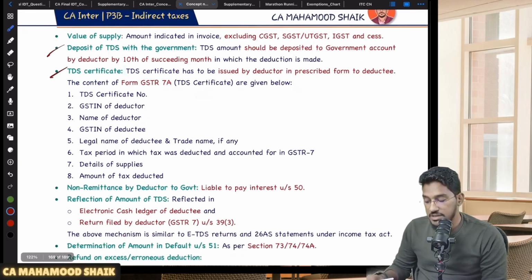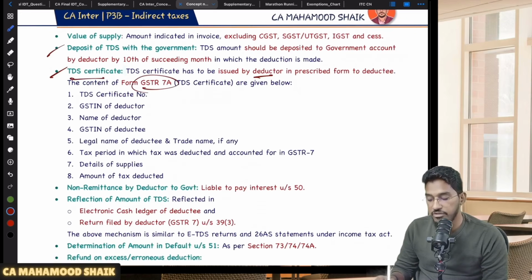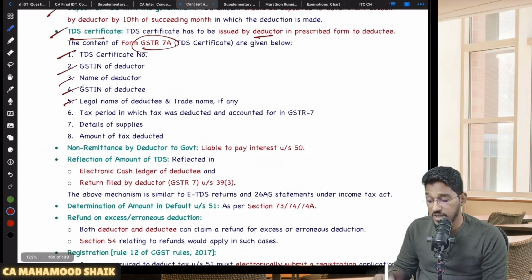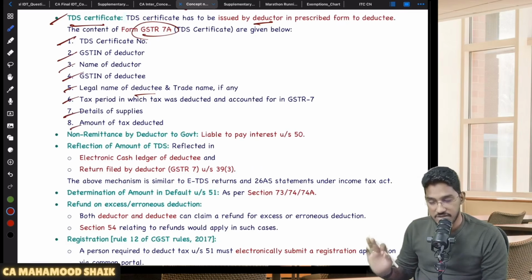And also a TDS certificate will be given by the deductor. Whoever is deducting that TDS should also make available to the supplier a TDS certificate in form number GSTR 7A. The details given in that TDS certificate are the TDS certificate number, GSTN of the deductor, name of the deductor, GSTN of the deductee, legal name and trade name of the deductee, the tax period in which the tax was deducted, and also details of the supplies and the amount of tax deducted.